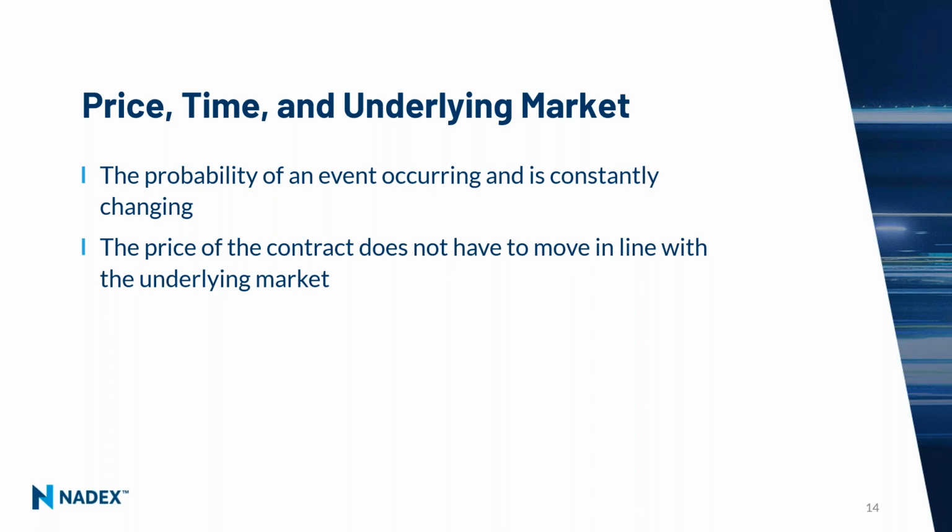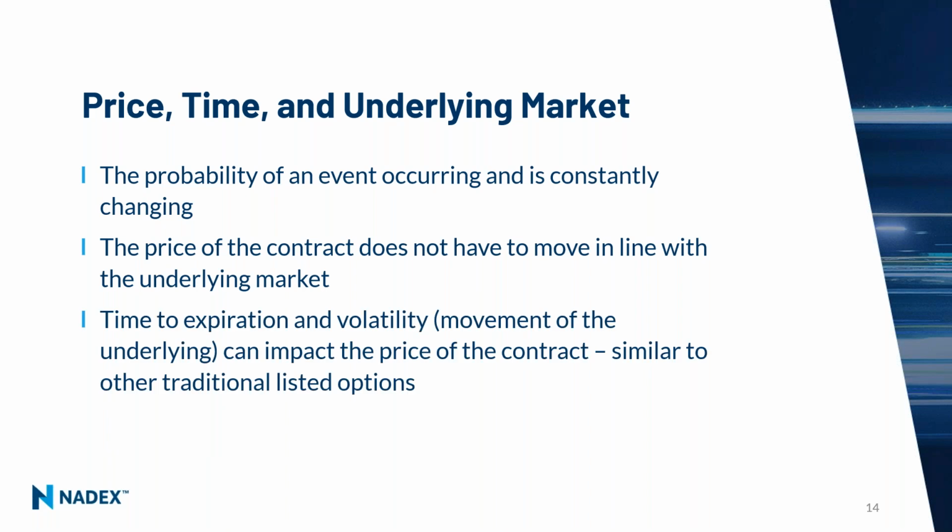I'm going to show you examples, because that sounds a little counterintuitive. But if you trade traditional options, time to expiration and volatility will impact the price of a binary option. If there's a lot of volatility, it will impact the price. If there is no volatility, it will impact the price. If there's a lot of time to expiration, it will impact the price. If there's a little time to expiration, all of those things impact the price of a binary option.